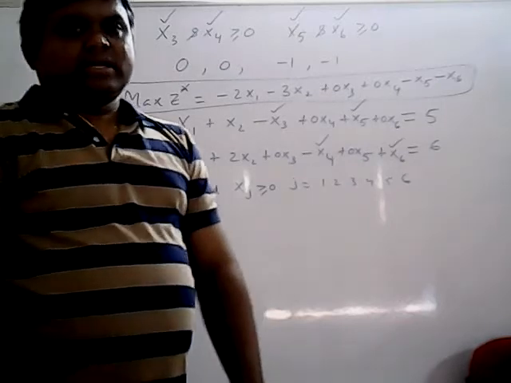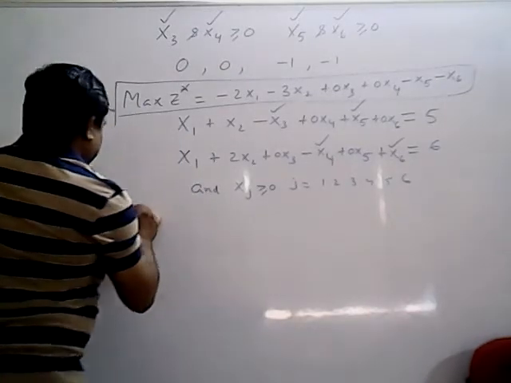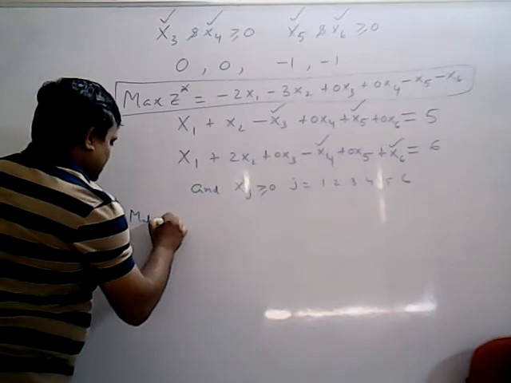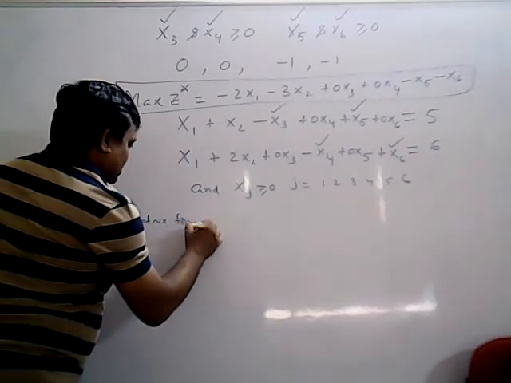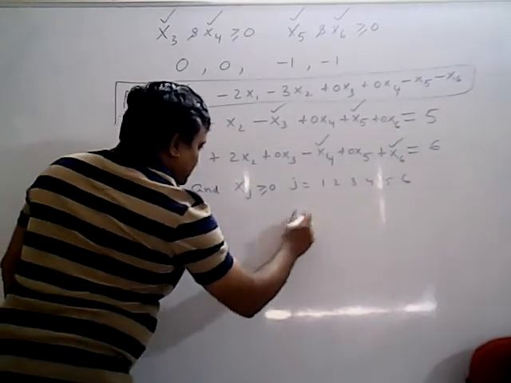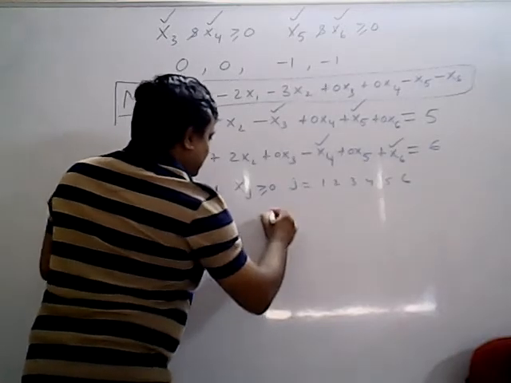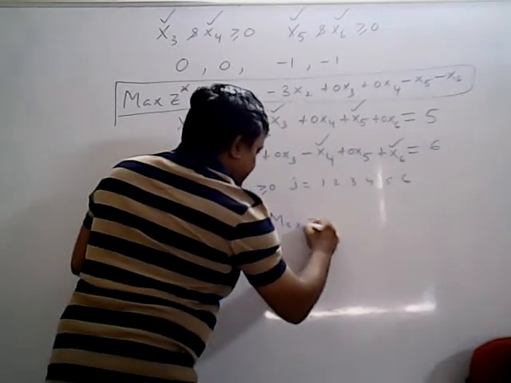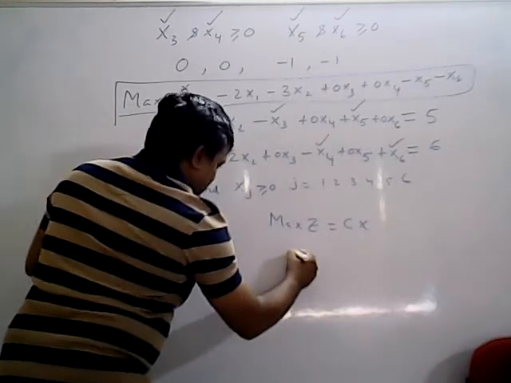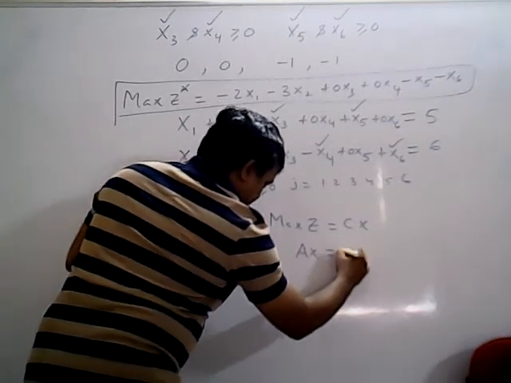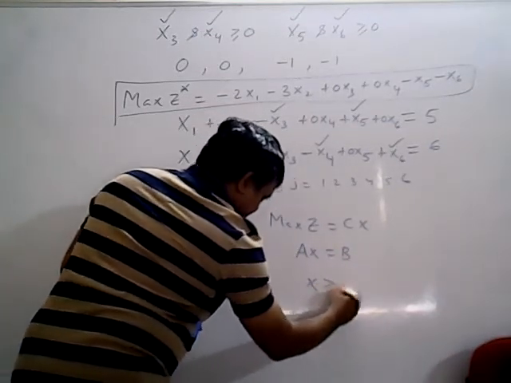Okay. Now you can write the matrix form. So all of you know matrix form. What is the matrix form? Matrix form is maximize Z equal to CX, subject to AX equal to B, X is greater than or equal to 0.